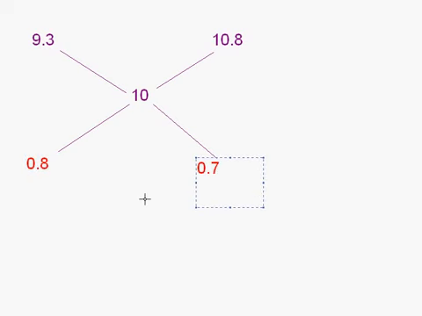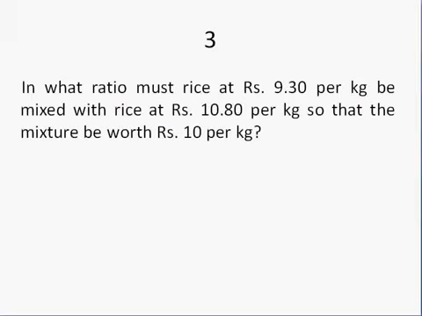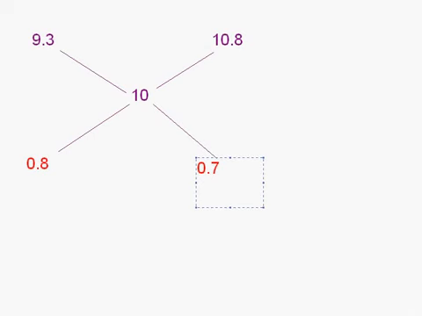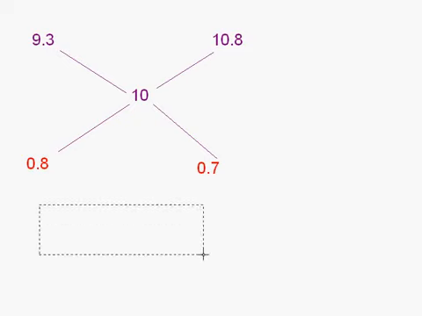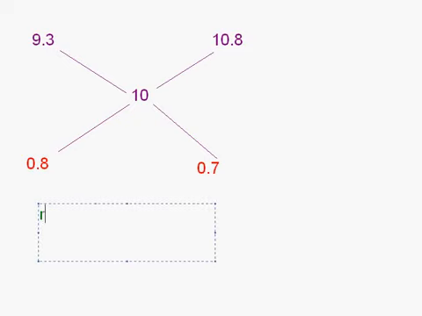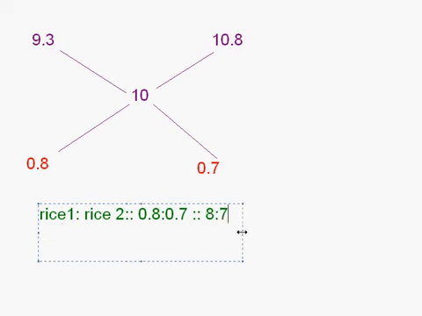So now what will be the ratio? The question was to find the ratio of rice at 9.3, so we'll say rice 1 and rice 2. So the ratio of rice 1 is to rice 2 will be 0.8 is to 0.7, that is also equal to 8 is to 7. Alright, so that's the ratio.